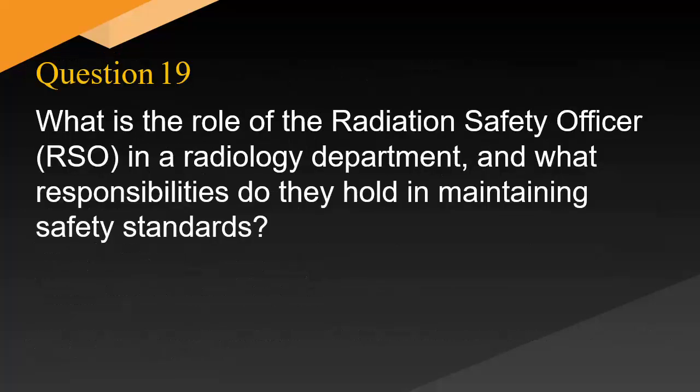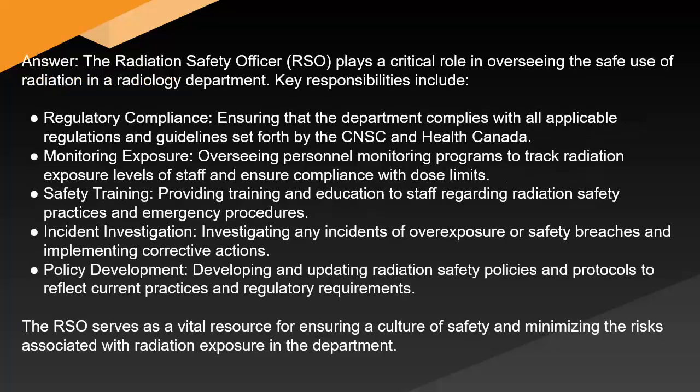What is the role of the Radiation Safety Officer (RSO) in a radiology department, and what responsibilities do they hold in maintaining safety standards? Answer: the Radiation Safety Officer plays a critical role in overseeing the safe use of radiation in a radiology department. Key responsibilities include regulatory compliance, ensuring that the department complies with all applicable regulations and guidelines set forth by the CNSC and Health Canada. Monitoring exposure: overseeing personnel monitoring programs to track radiation exposure levels of staff and ensure compliance with dose limits.